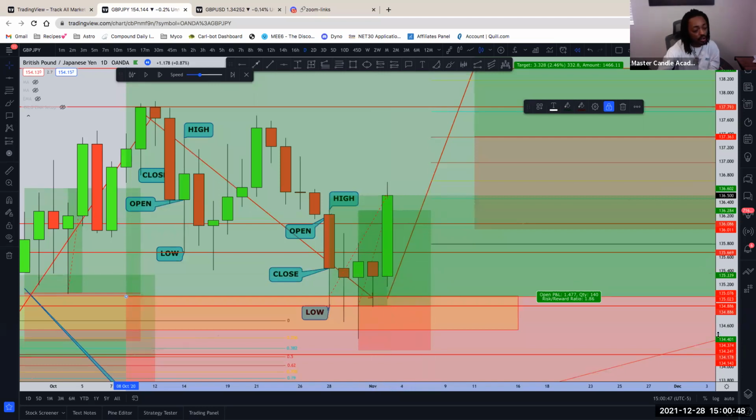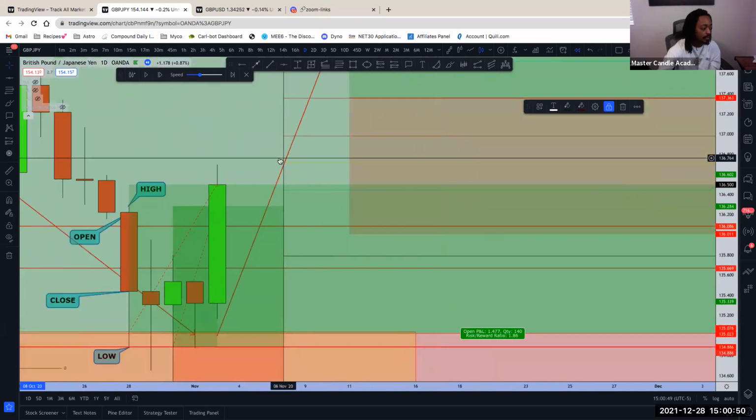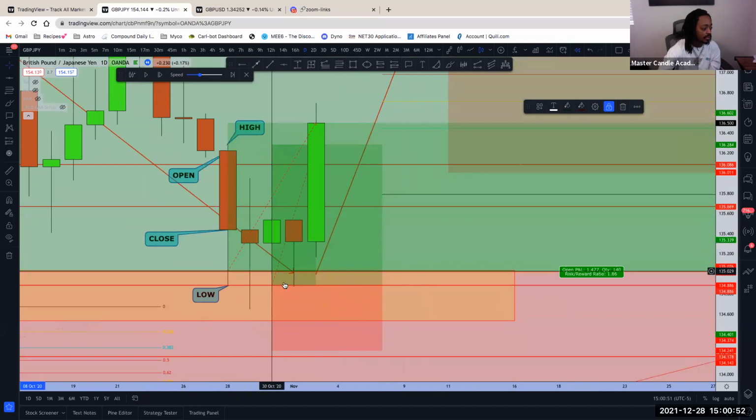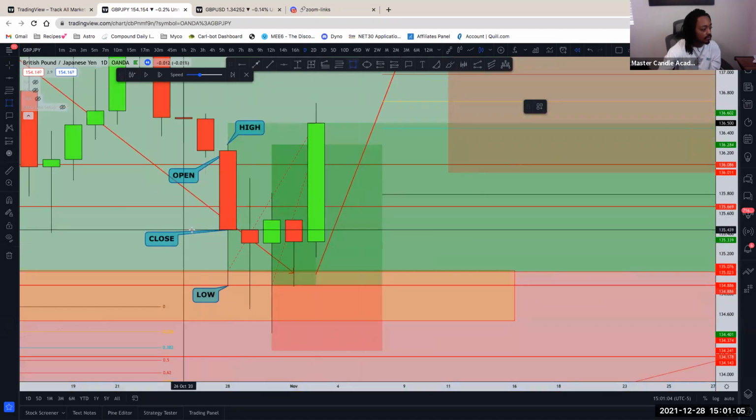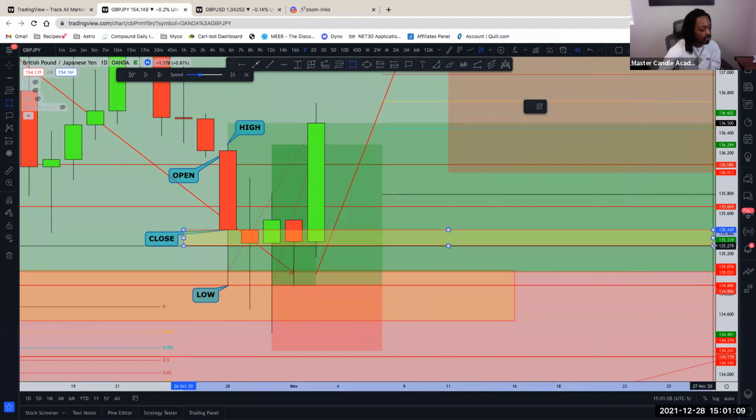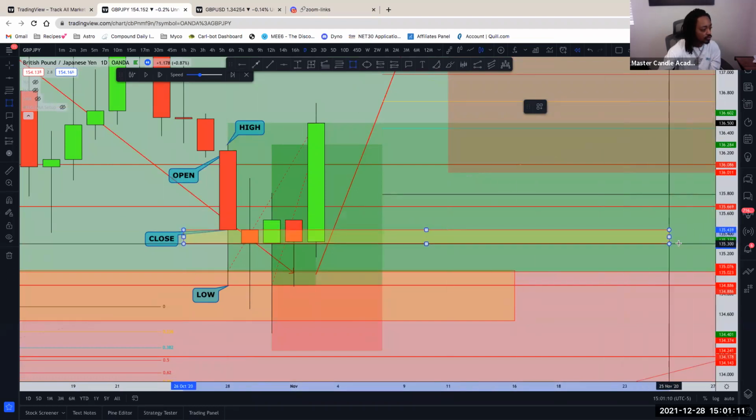But I want you to also notice what is happening at this level. What is price respecting? Where is price respecting? And what zone is that, though, Renee? What zone is it respecting? What candlestick is that?